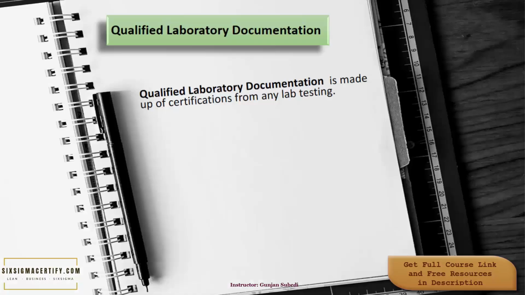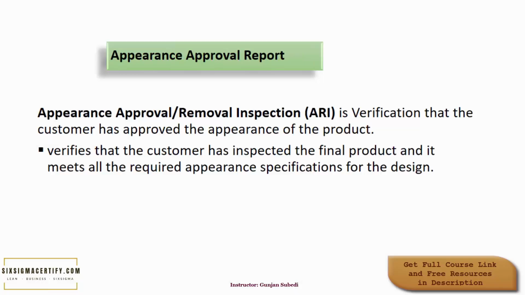Qualified laboratory documentation. Qualified laboratory documentation is made of certifications from any lab testing. This could be for the in-house lab test or any contract test facilities used for the material certification or validation. We have another element, appearance approval report, which is a verification that the customer has approved the appearance of the product. This report verifies that the customer has inspected the final product and it meets all the required appearance specifications for the design. Appearance requirements could include information regarding color, designs, and textures, etc.